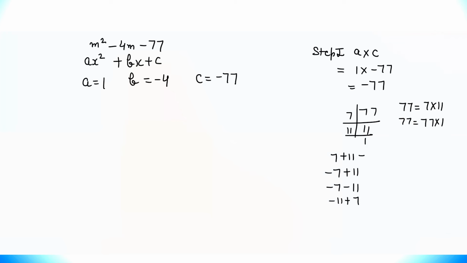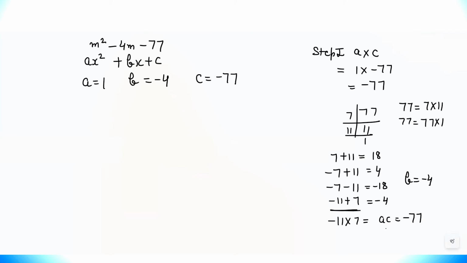So I need to see which one out of these will give me the value equal to b, which is equal to minus 4. So here I'll get 18, then here I'll get 4, here I will get minus 18 and here I will get minus 4. For this, your integers should be very much clear. Now, after this, I have to check if I multiply these two numbers, minus 11 into 7, it should be equal to ac. So what is ac? Minus 77. So I'm getting it.